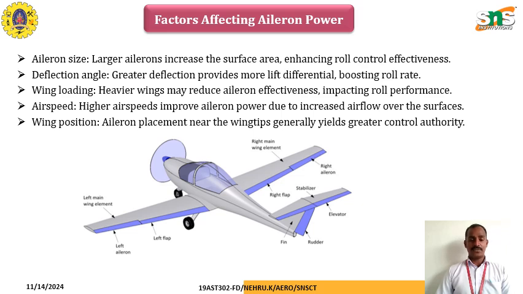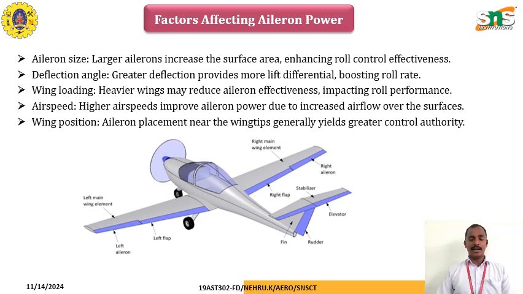Next, the factors which are affecting the power of aileron: one is aileron size. Next one is deflection angle of the aileron. Third one, the amount of weight or the wing loading. The next one is the airspeed. Finally, the wing position also plays a role in the effect of aileron.